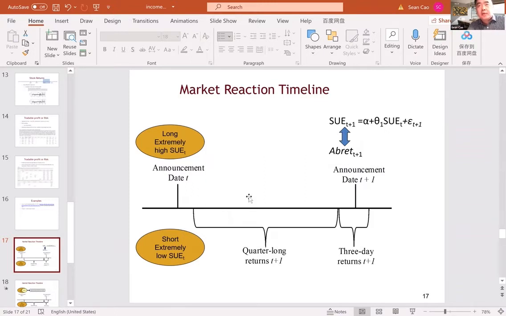So what do we do here? Look at the formula. The SUE is the earnings, and you can consider it as a contract, and this is the next year contract. We first run the regression and get the coefficient here. The coefficient is 0.4, which means for every dollar of contract we have, there's a 40% chance the contract will be renewed next year.